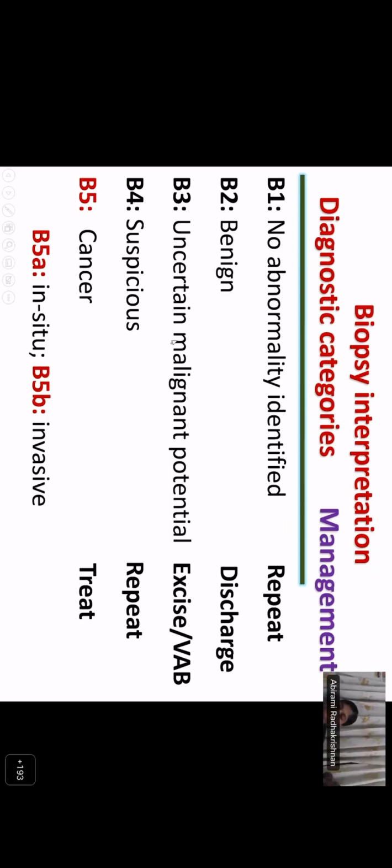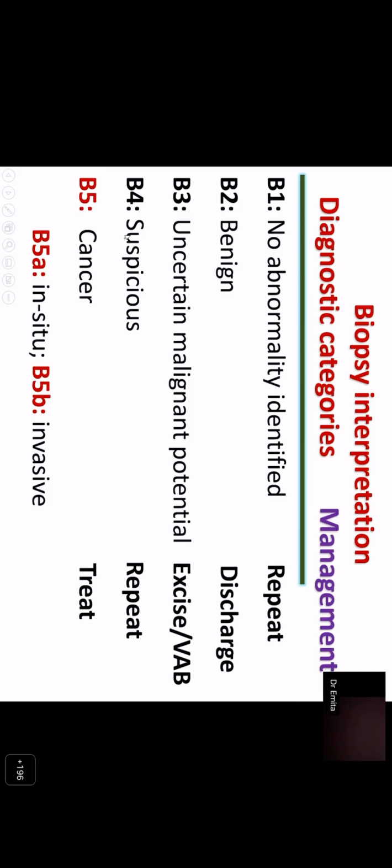B3 is the atypical category, where it's ADH or LCIS, where it requires excision but is not enough for malignancy. Either you excise it, or here we perform vacuum-assisted biopsy to get more tissue. We hardly excise the lesion anymore now, because most of them turn out to be benign. So we do vacuum-assisted biopsy.